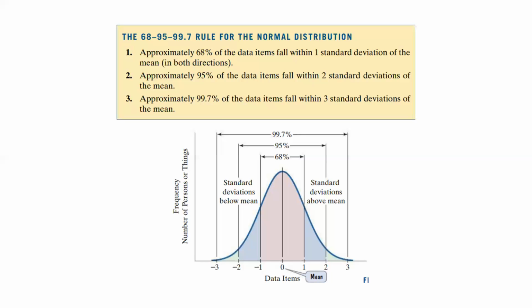Of course, we can't ever get 100%, right? Even if we were talking about 10 standard deviations away, which would be a 99.999% chance of you picking someone at random who would fall between 10 standard deviations above and 10 standard deviations below the mean.